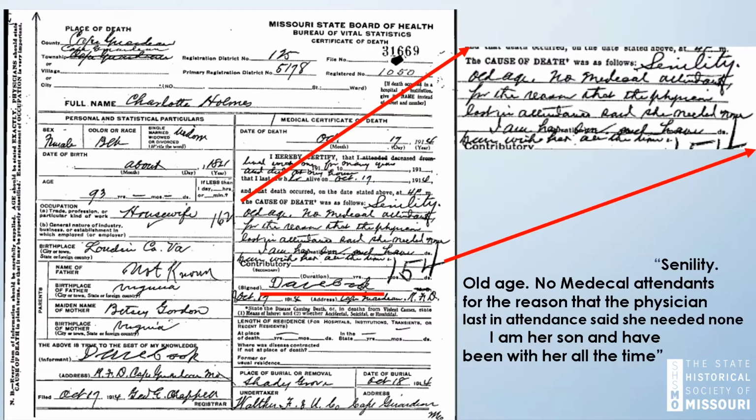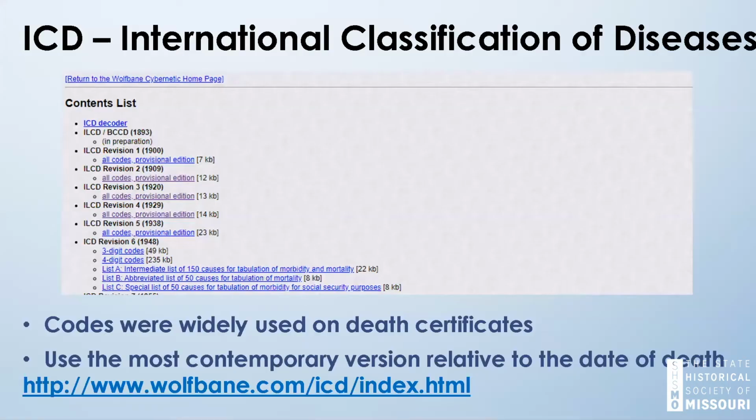So when I interpreted and read the actual text, she died from senility and old age. There were no medical attendants, love the way medical is spelled, for the reason that the physician last in attendance said she needed none. I am her son and have been with her all the time. And that was documentation also for the relationship. Very interesting story on this lady I'd love to talk about, but I don't have enough time today. The codes that I mentioned, and again, here it was 154, which actually was senility.